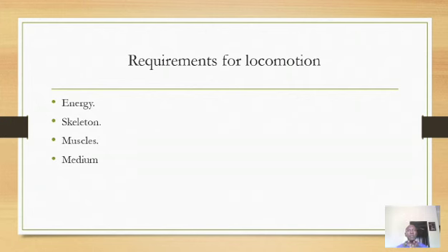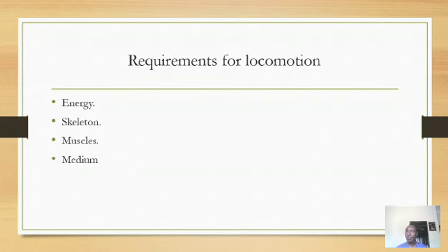Two, there must be a skeleton. We are later going to see what a skeleton is. We are going to look at a skeleton in detail, but briefly, a skeleton, we say it is a framework of bones. So we need a skeleton. Organisms need a skeleton to locomote. They also need muscles for movement and locomotion. And there must be a medium for locomotion.